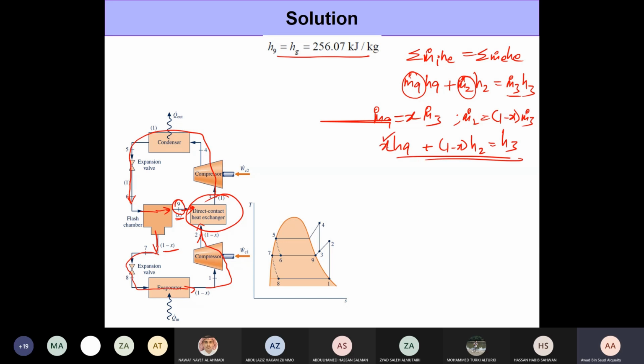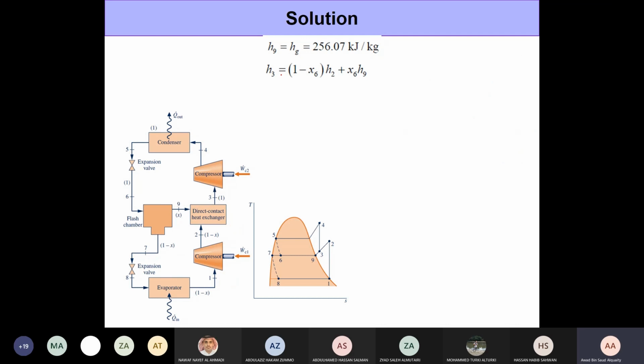We have x values, x is basically x6. We have x, we have h9, we have h2. So we can just plug in the numbers and determine the enthalpy at state 3. So this is what we have from the energy balance. We can plug in the numbers for each of these, and this is what we get for h3.